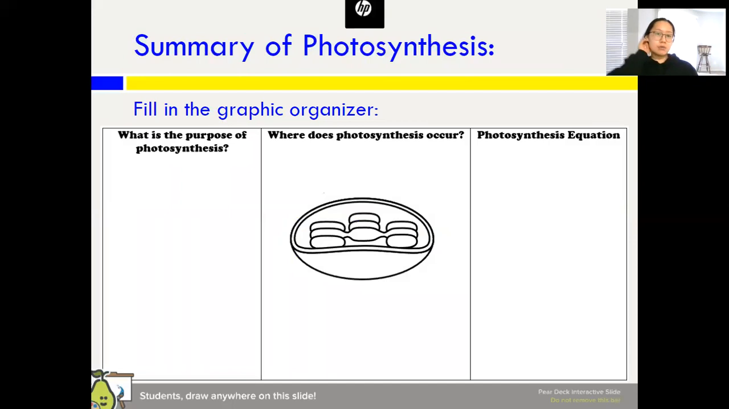So you're going to fill out the summary of photosynthesis. What is the purpose of photosynthesis? Tell me in a short statement or a short sentence. Where does photosynthesis occur? What is the name of that thing that has pancake stacks inside of it? And then the last thing is you're going to write out the photosynthesis equation for me. You can type it or you can write it. It's up to you. So pause and go ahead and fill out this diagram. I'm going to be checking this for completion to see if you really got the information out. And if you're not sure, make sure you rewind and watch the earlier sections of this video because these are all explained.